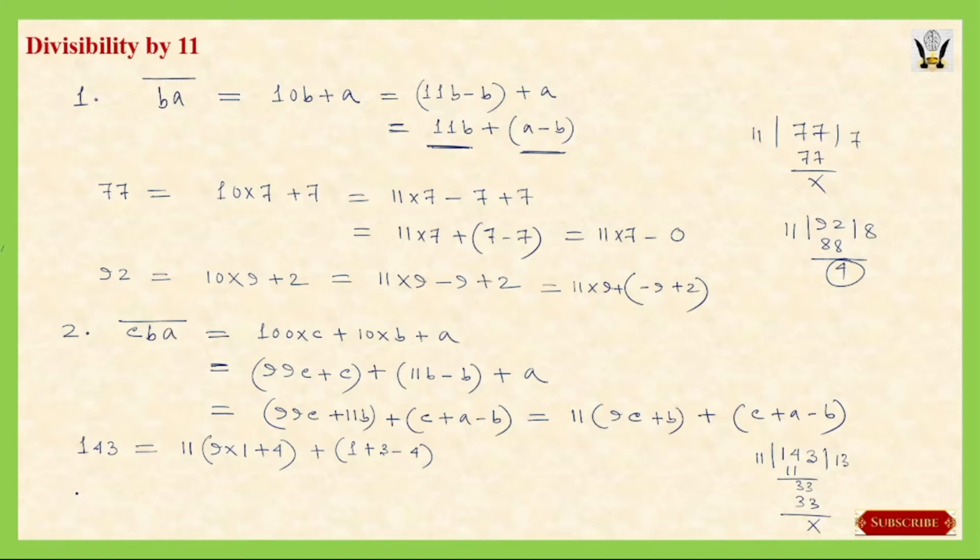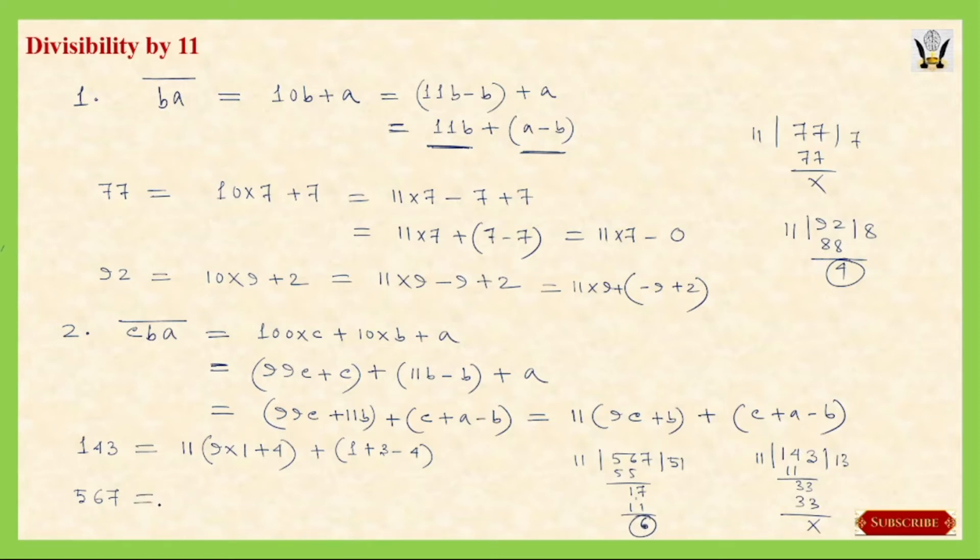Let's check the divisibility by 11 of another 3-digit number, which is 567. Now if we divide 567 separately by 11, it will be 11 5s are 55, then here we will have 17, 11 1s are 11, and then here we will have 6. So here we are getting a non-zero remainder.